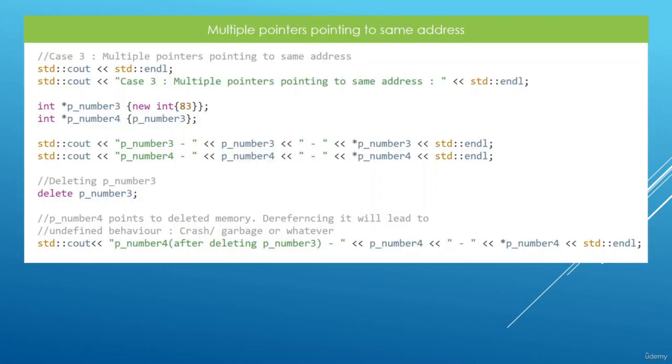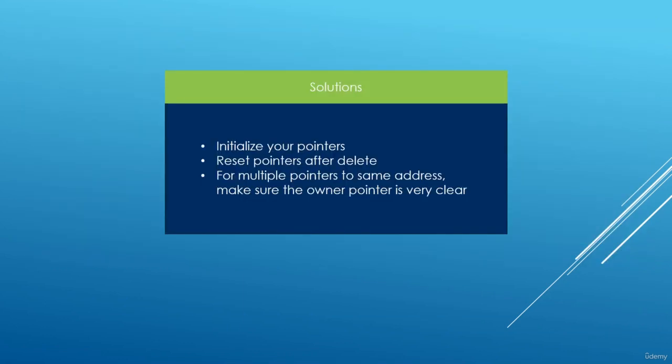Okay, these are problems, but how do we solve them? Well, there are a few solutions. One is to always initialize your pointers. The moment you declare a pointer, make sure it is initialized. If you don't know what you can initialize that pointer with, put in nullptr first, and then you're going to put in an address later when you have a clear idea of which address you can store.